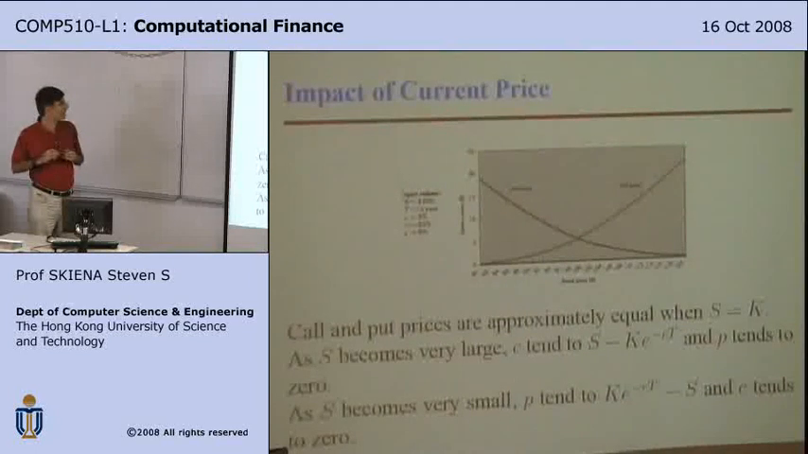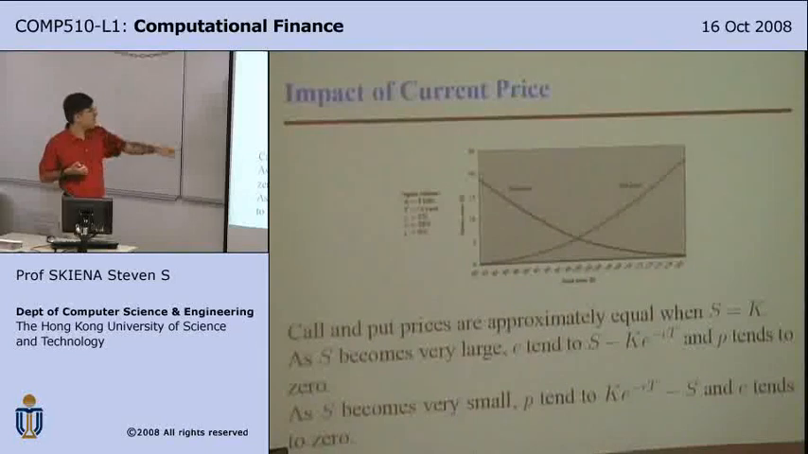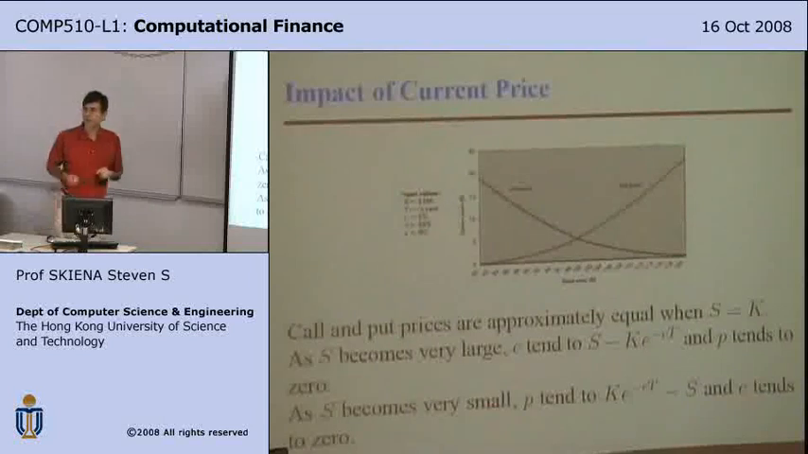The claim is that as the stock price becomes very, very large relative to the strike price, the value of the option tends to the spot price minus the strike price discounted according to the interest rate. Does this make sense? Let's think about it.